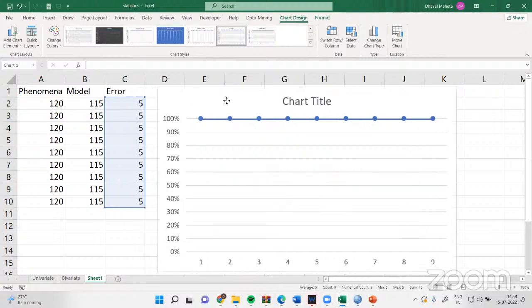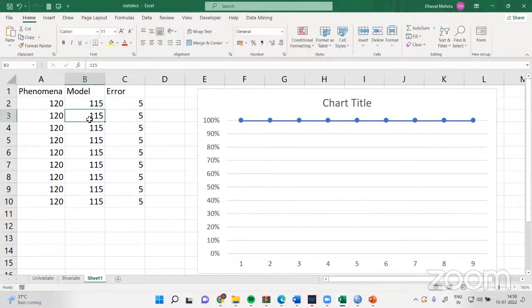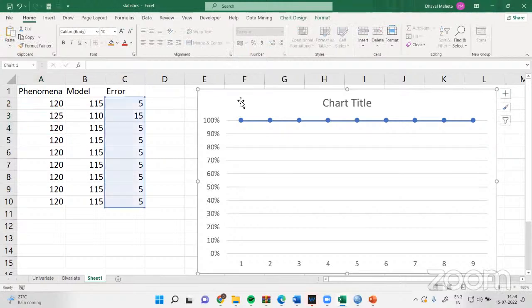Let us skip this graph and we will monitor it. Okay, see, next time I'll get 110, enter, and this is 125. Right? Why is this graph not changing?